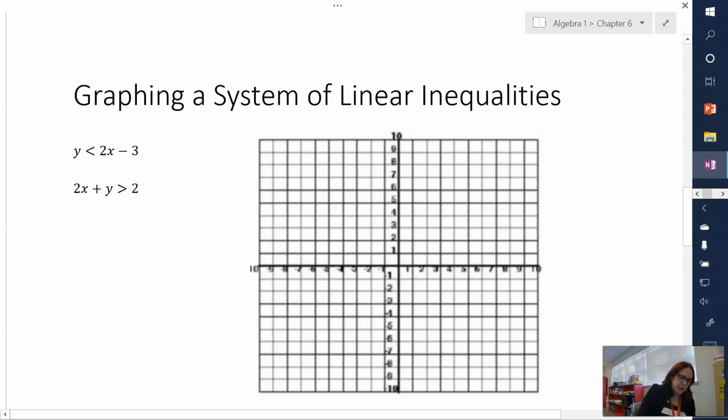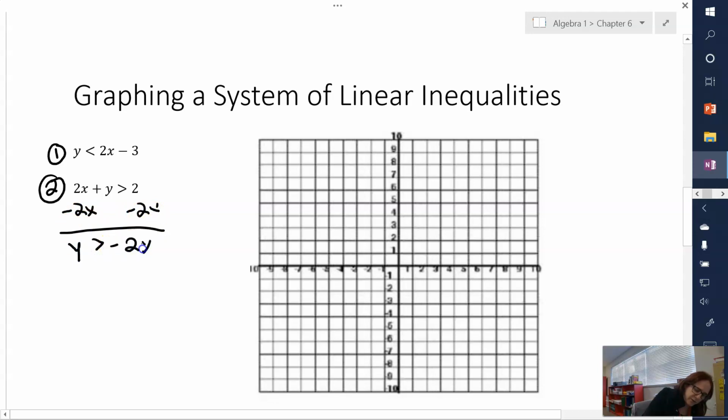Our first inequality is y is less than 2x minus 3. That's already in slope-intercept form, so I'm going to leave it alone. The second inequality is 2x plus y is greater than 2. That's in standard form, so I'm going to convert it to slope-intercept. Subtract the 2x from both sides, and I get y is greater than negative 2x plus 2. And that's going to be my second inequality.